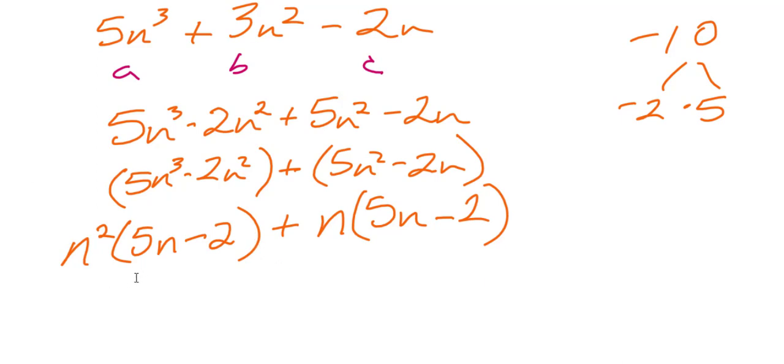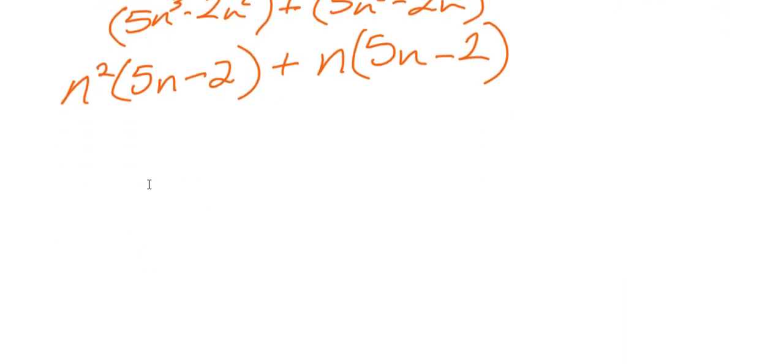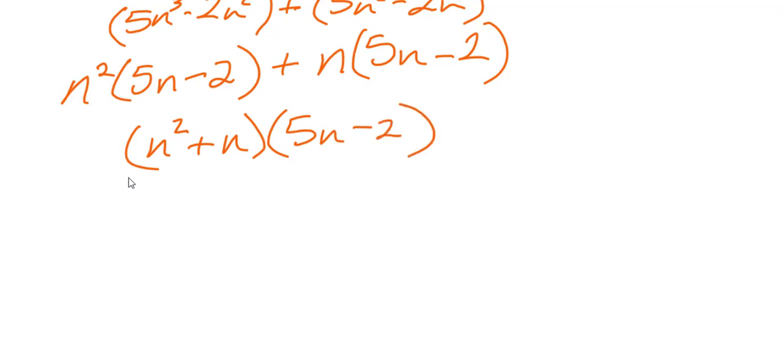Here, well, actually, let me scroll this up a bit. Here what we have is the outside ones, n squared, sorry, lost my train of thought there, plus n, and then times 5n minus 2.